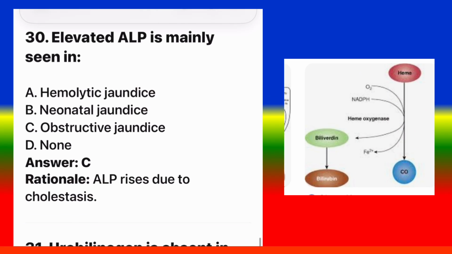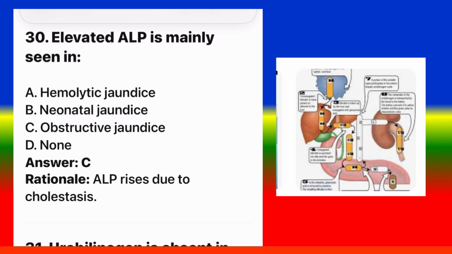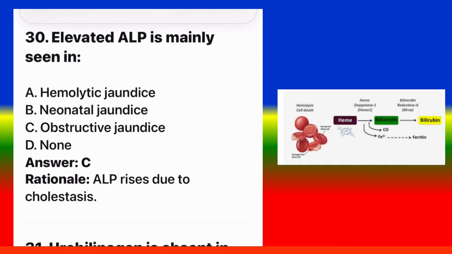30. Elevated ALP is mainly seen in A. Hemolytic jaundice, B. Neonatal jaundice, C. Obstructive jaundice, D. None. Answer C. Rationale: ALP rises due to cholestasis.